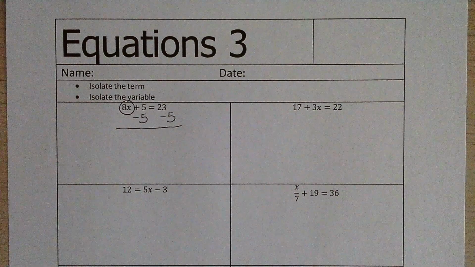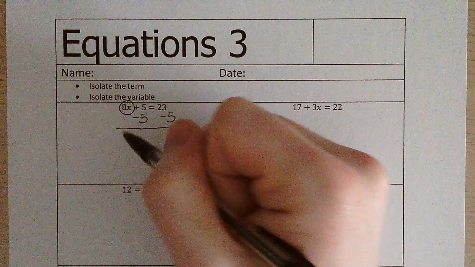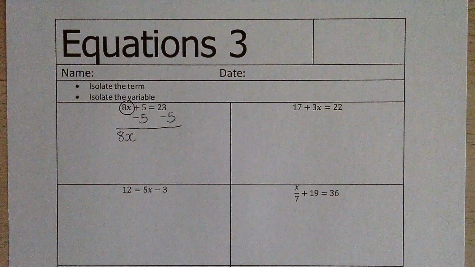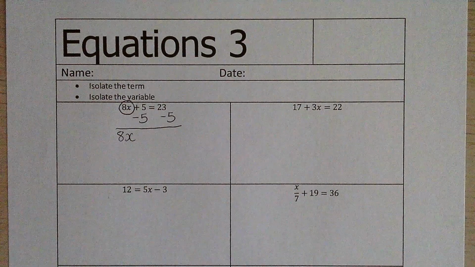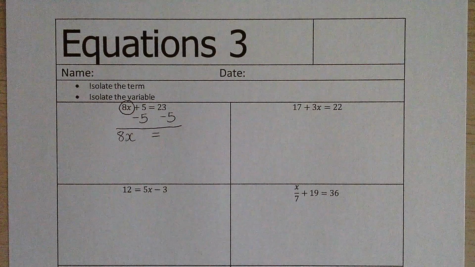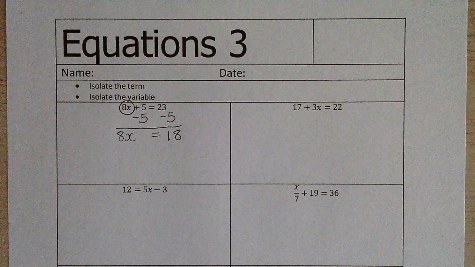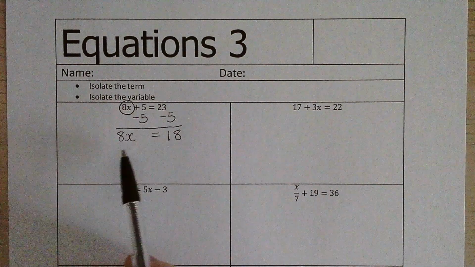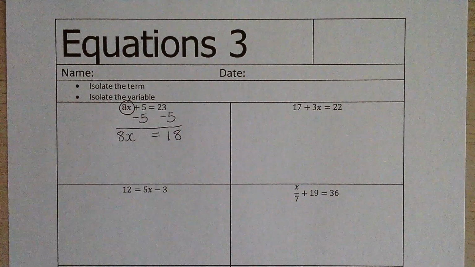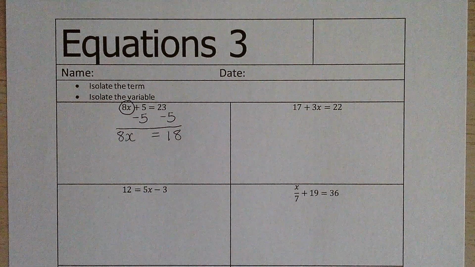Much like last time, I'm now just going to go through and do the calculations. 8x is going to drop down because there's nothing underneath it. Add 5, take away 5, cancel each other out completely. The equals will drop down, and 23 take away 5 gives us 18. On this line, I have successfully isolated the term that contains the variable. So now I'm at 8x equals 18.